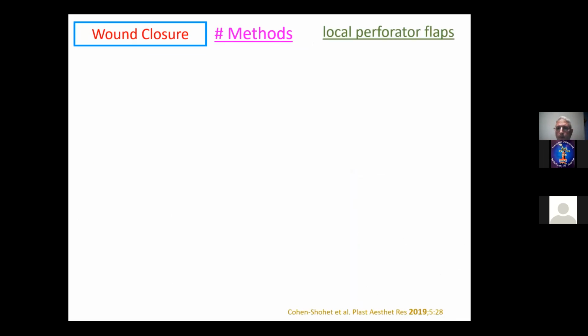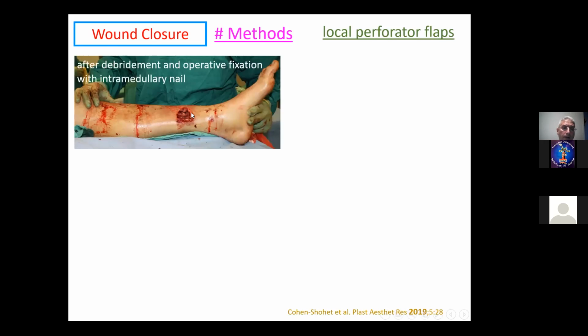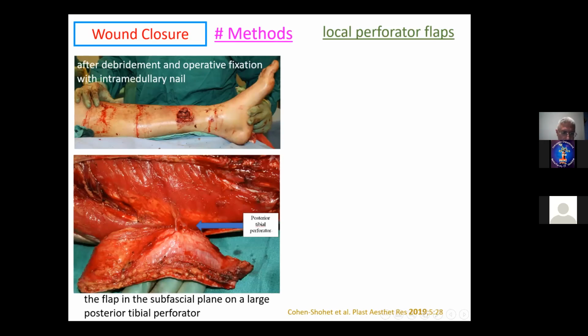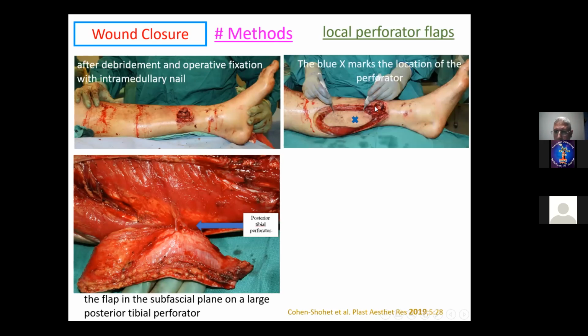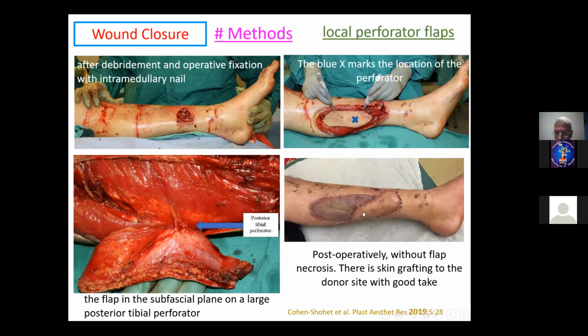This is a form of a local perforator flap. As we see here, we have a grade 3B open fracture. This is after debridement and operative fixation with intramedullary nailing. This is the flap, local perforator flap based on the posterior tibial perforator. And here, this is the flap. This is the open fracture. This is the flap, and this mark is the location of the perforator. This is post-operatively with the flap, without flap necrosis, and there's skin grafting on the donor site.